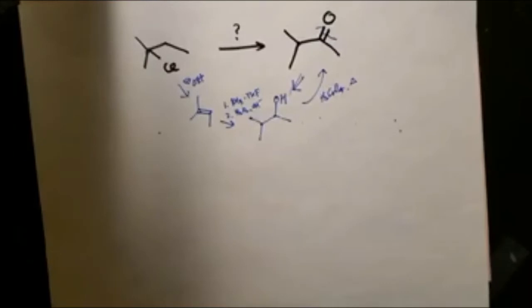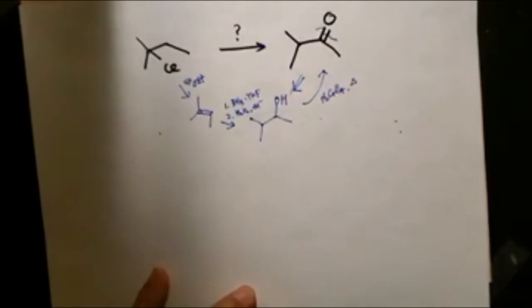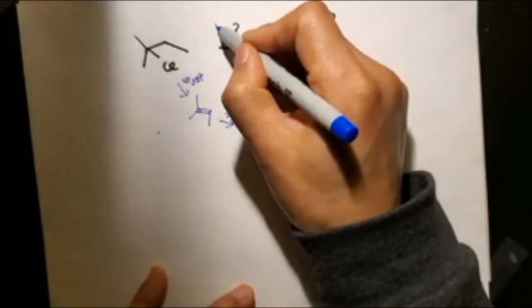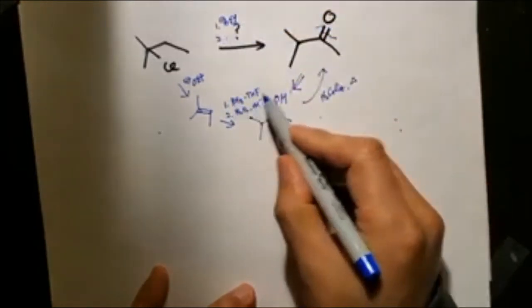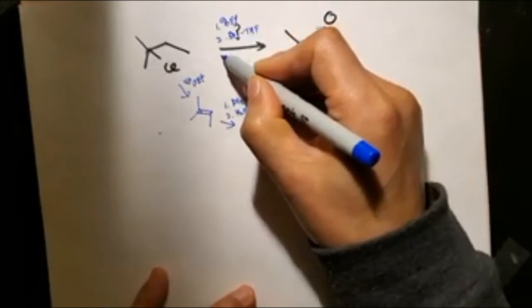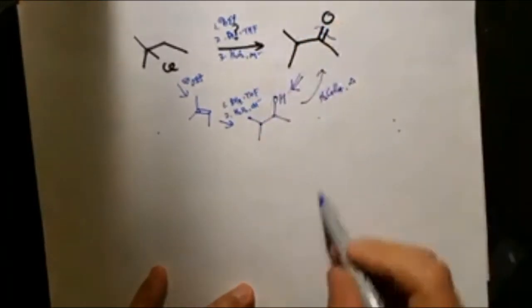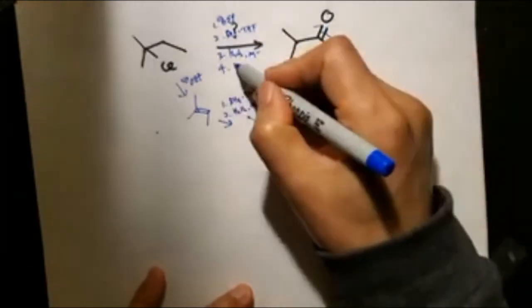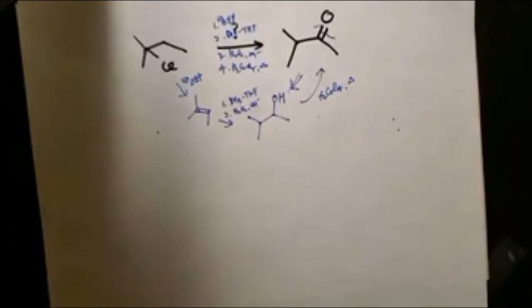If you have to provide the answer in one box here, then you will have to use numbering, right? 1, ethoxide; 2, BH3, THF; 3, peroxide with hydroxide; 4, chromic acid with heat. Then this would be the correct answer for this transformation.